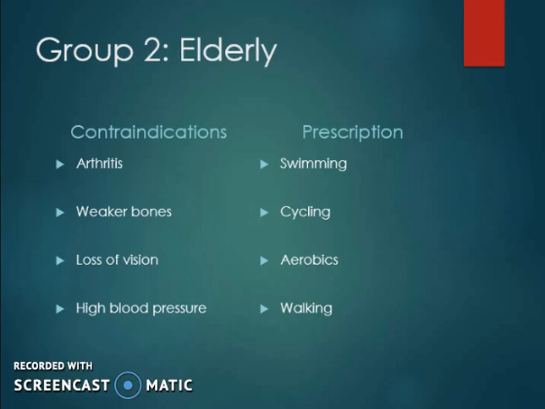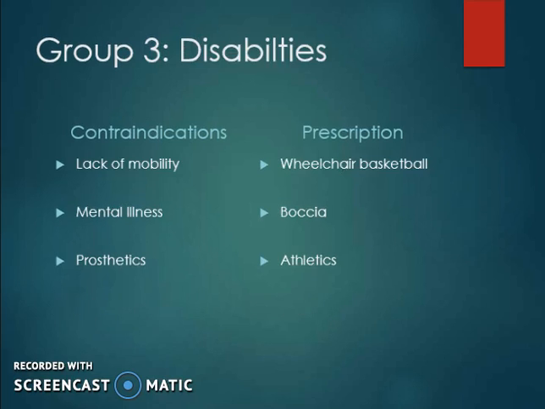For someone with high blood pressure, it's not recommended that you do high intensity activities. So it's probably best to do something like brisk walking or swimming, something that's not too intense, to help improve your fitness overall without it being dangerous to your health.